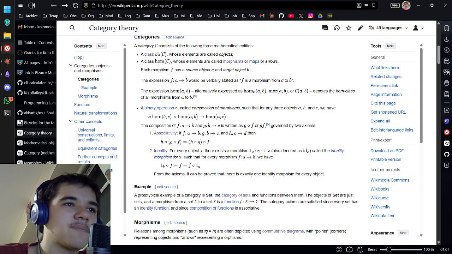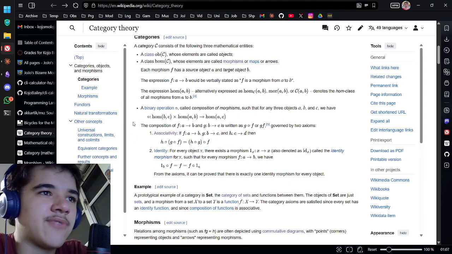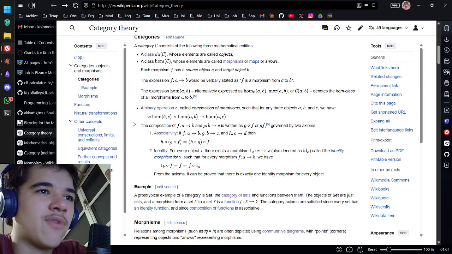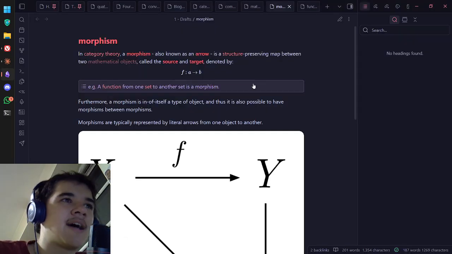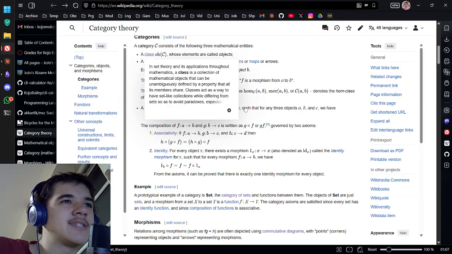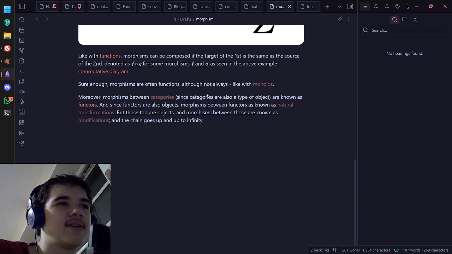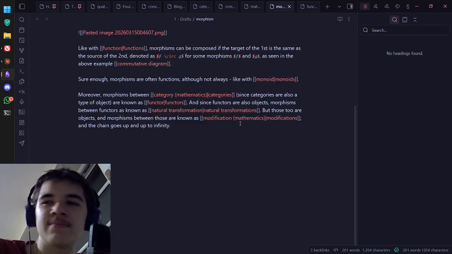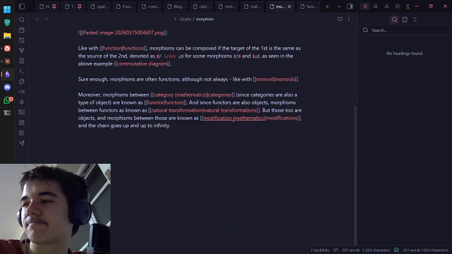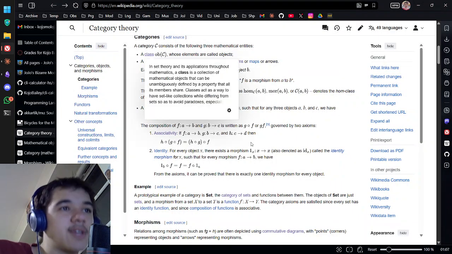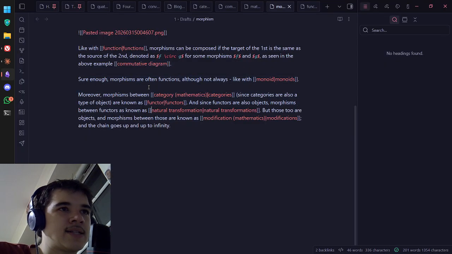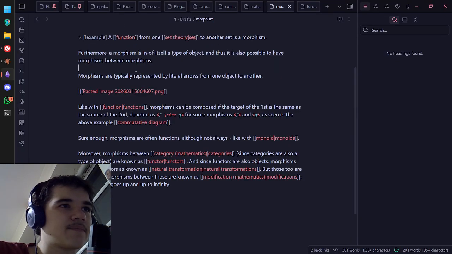Oh, this actually has a page. Nice. Called the identity morphism for x, such that for every morphism f: A to B, we have 1_B of f, which equals f of 1_A. Great. So again, this is the category section, but it feels more right to write this under morphisms. Interesting. So, did I mention it somewhere?